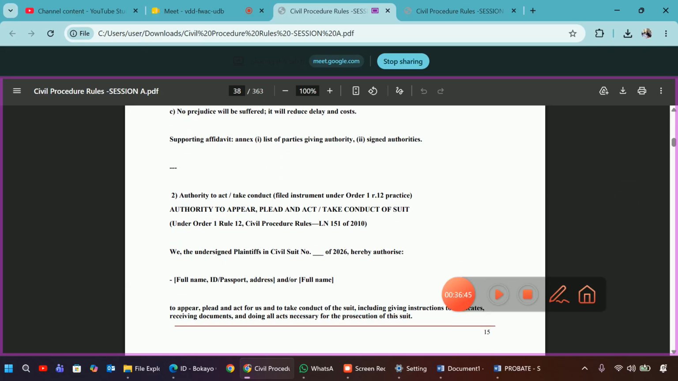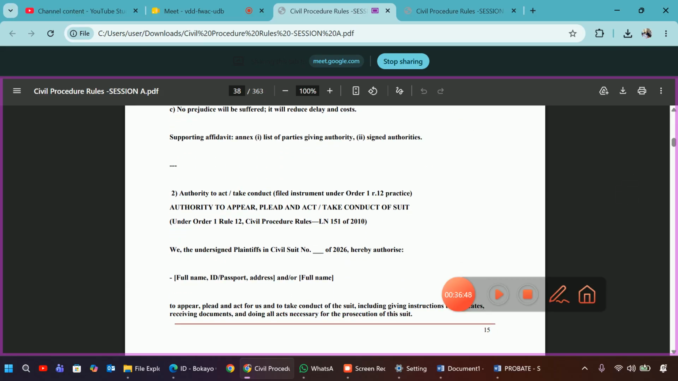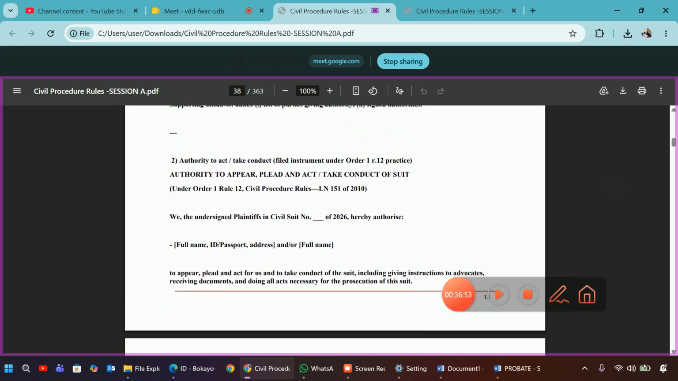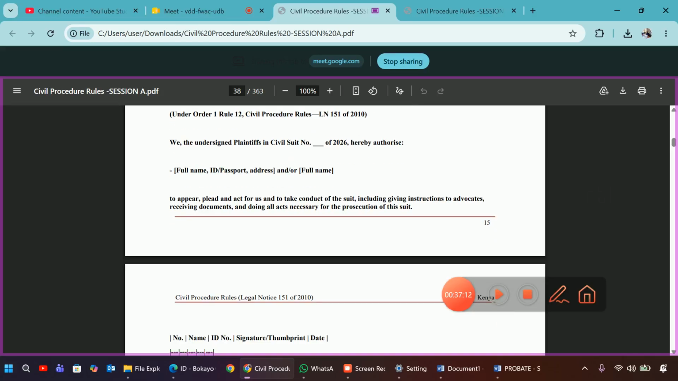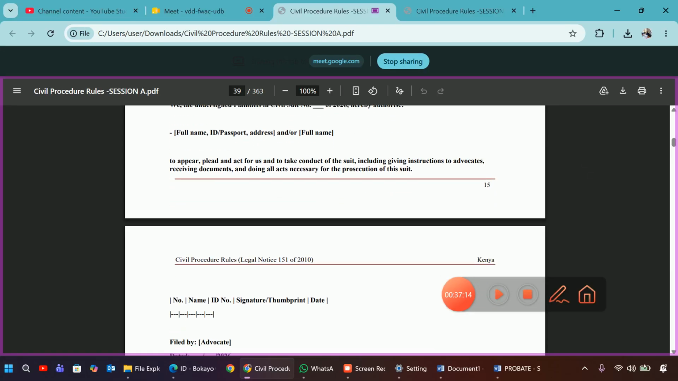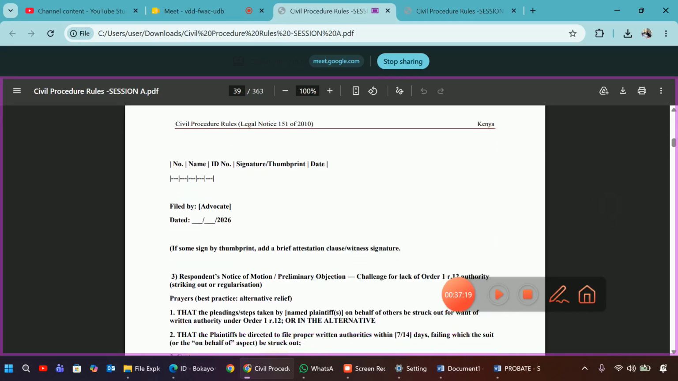So, how is an authority to act? How does it appear? It is just before you. Authority to appear, plead, and act or take conduct of suit. This is what you attach together with the application for conduct of parties under Order 1, Rule 12. So we, the undersigned plaintiffs in civil suit, hereby authorize the following people to appear, plead, and act for us and to take conduct of the suit, including giving instructions to advocate, receiving documents, and doing all acts necessary for the prosecution of this suit.